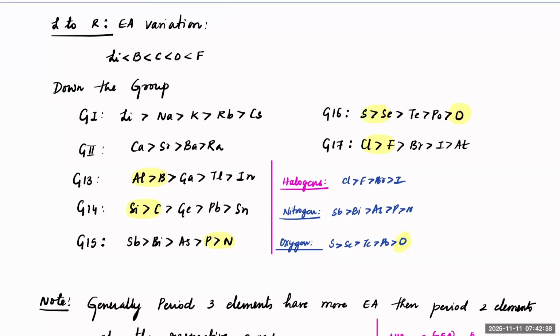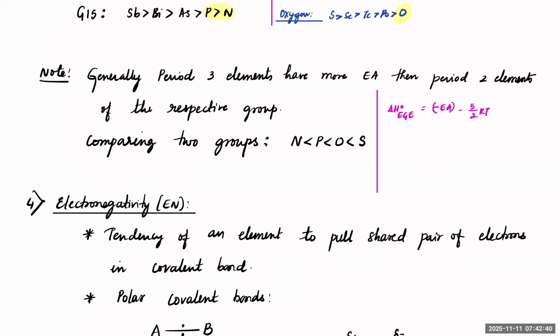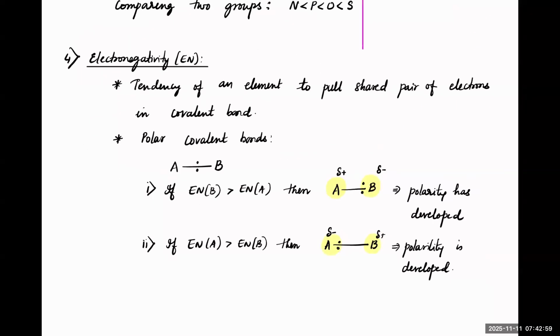Now, generally, third period elements have more electron affinity than the second period elements of the respective groups. So usually this is the order you need to understand if you have to compare the second period and third period elements. Next, let's look at electronegativity.